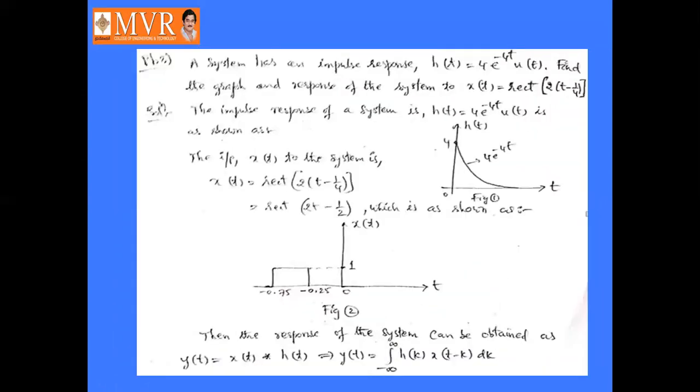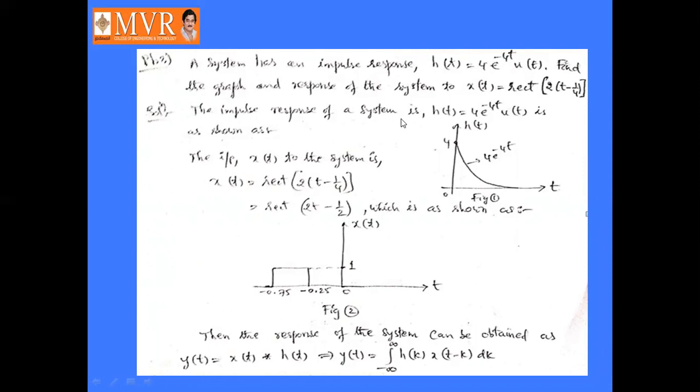Okay, next the given problem: a system has an impulse response h of t equal to 4 e power minus 4t into u of t. This is the given impulse response. Find the graph and the response of the system to x of t. Here x of t, that is the input signal, is given as rectangular function of 2 of t minus 1 by 4. So we have to find out the response, that is y of t.